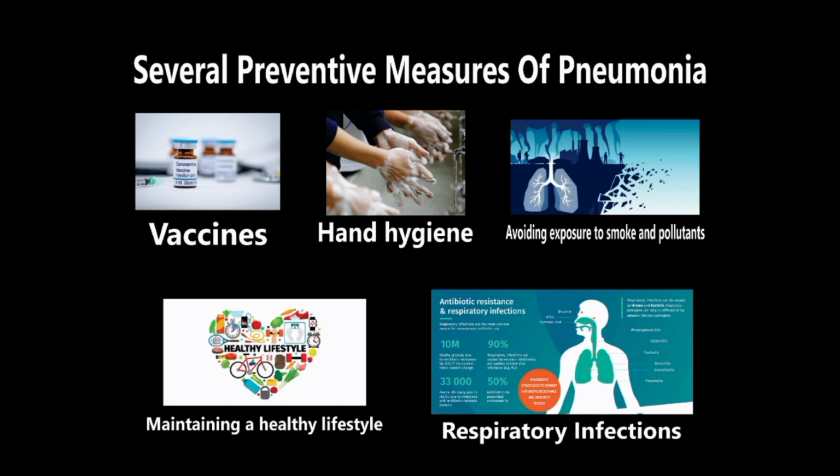Managing chronic health conditions. Managing chronic health conditions, such as diabetes, heart disease, and COPD, can help reduce the risk of respiratory infections. Getting prompt treatment for respiratory infections. If you develop symptoms of a respiratory infection, such as a cold or the flu, seek prompt medical attention and follow your healthcare provider's advice for treatment and management.